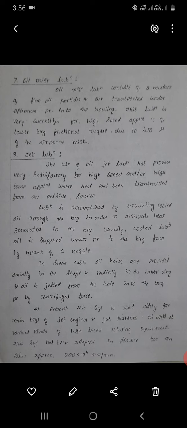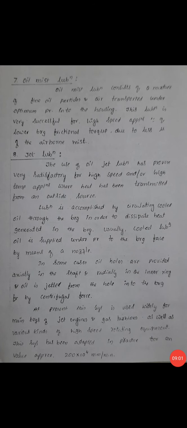Jet lubrication. The use of oil jet lubrication has proven very satisfactory for high speed or high temperature applications where heat can be transmitted from an outside source. The lubrication is accomplished by circulating cooled oil through the bearing in order to dissipate heat generated in the bearing. Usually, cold bearing oil is supplied under pressure to the bearing face by means of a nozzle.